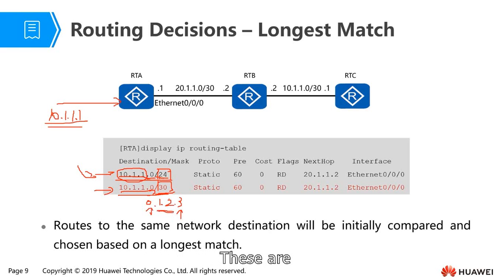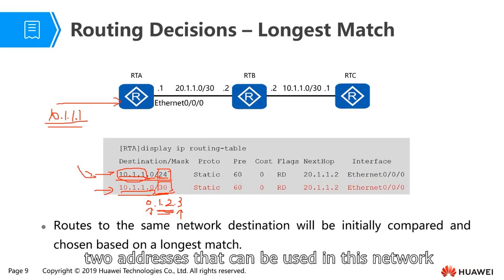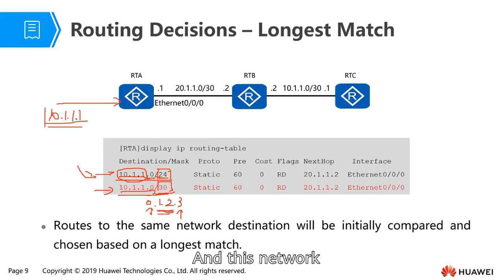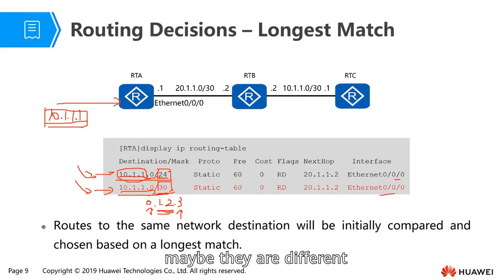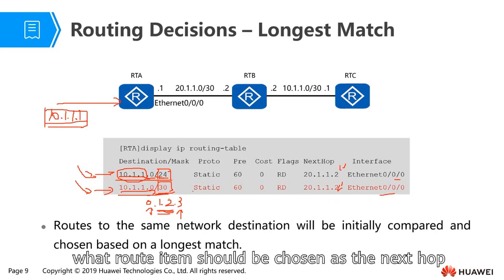So these are the two addresses that can be used in this network. And this network can match two items, both items. But maybe in this scenario, the output interface and next hop are the same, or maybe these two may be different. Then there is a problem. What route item should be chosen as the next hop?